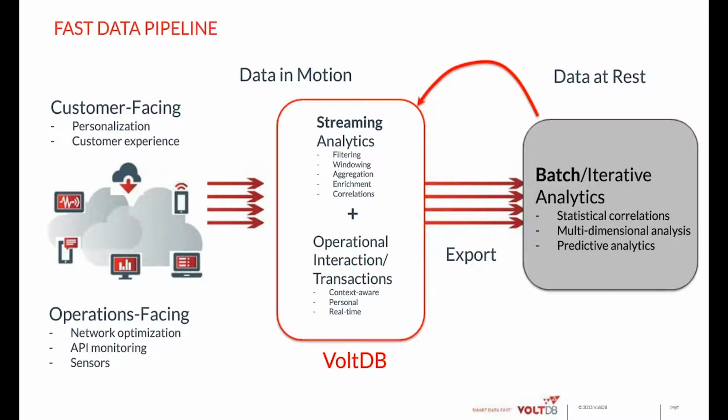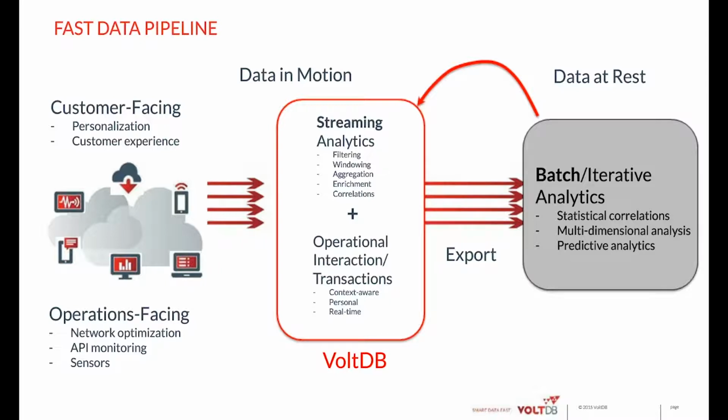So looking at Volt as a stream processing system, as an operational system, as an ingestion engine, often Volt is directly connected to customers, whether that's through micro-personalization or improving the customer experience. VoltDB could also be connected to operations-facing uses, whether that's network optimization, API monitoring, sensors, whether that's telecommunications, finance, many verticals directly connect to VoltDB. VoltDB is the ingestion engine, the transaction engine, the understanding engine of the fast data.